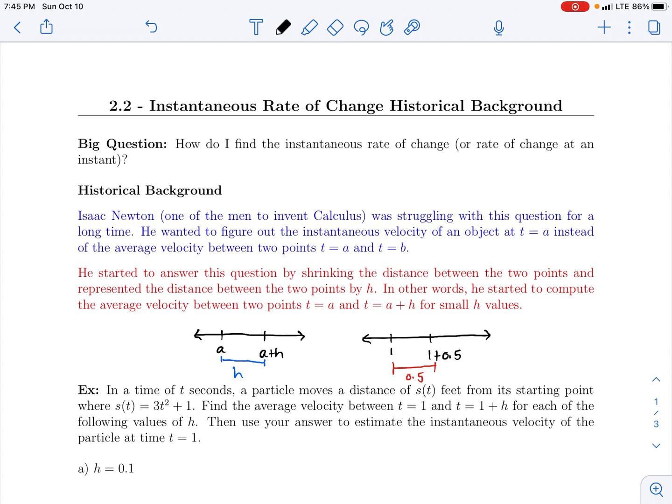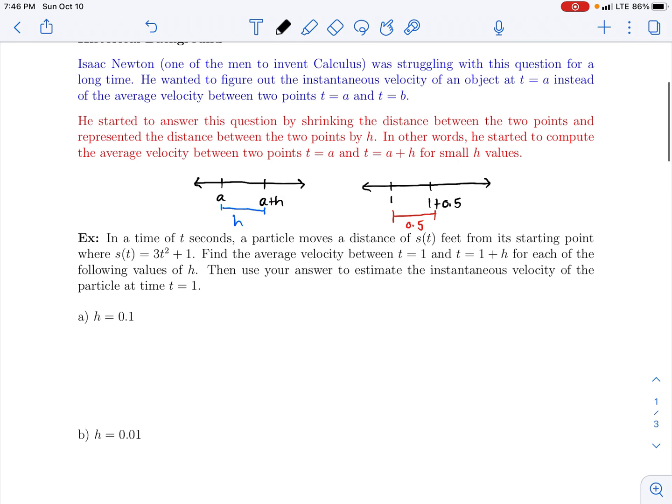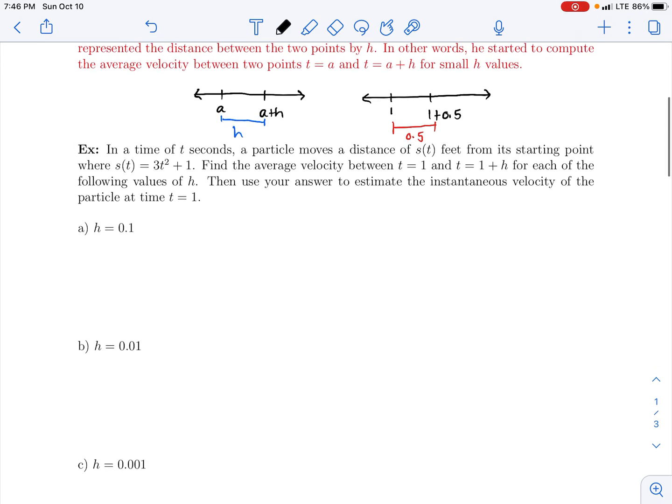So what he was doing is shrinking that distance, making those h values as small as possible, and computing the average velocity, which we already know how to do. Okay, so let's do an actual example.